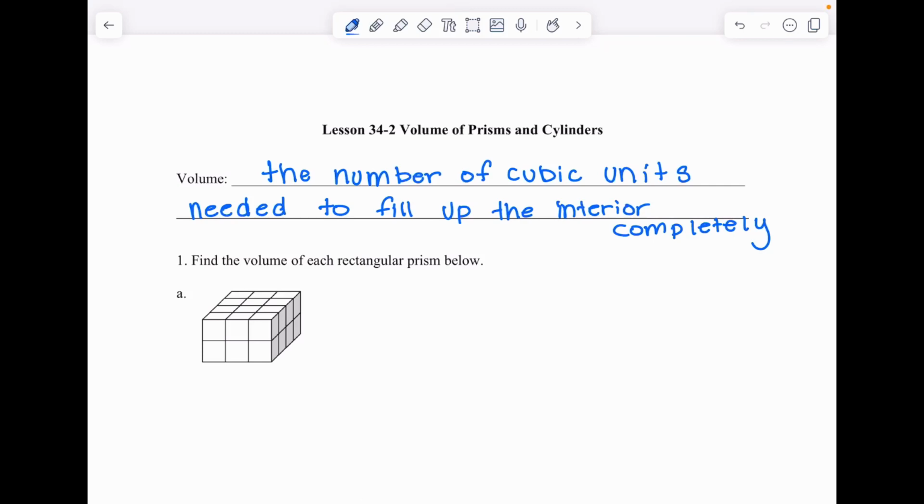Hi everyone, and welcome to this video going over lesson 34.2, volume of prisms and cylinders. Volume is the number of cubic units needed to fill up the interior completely.